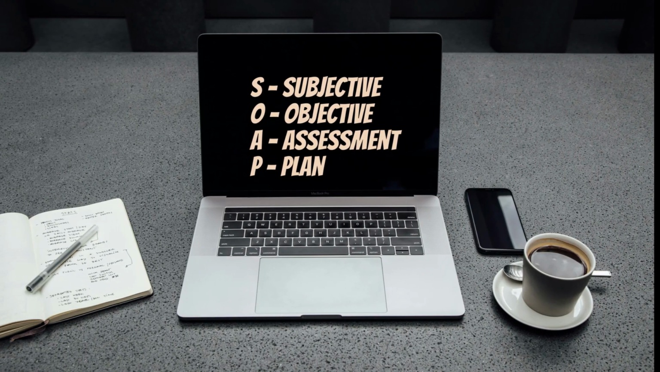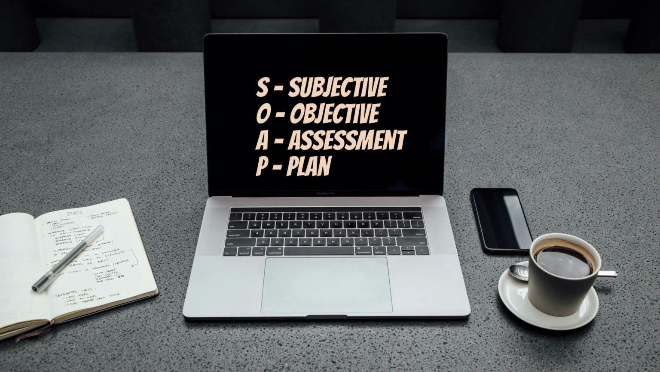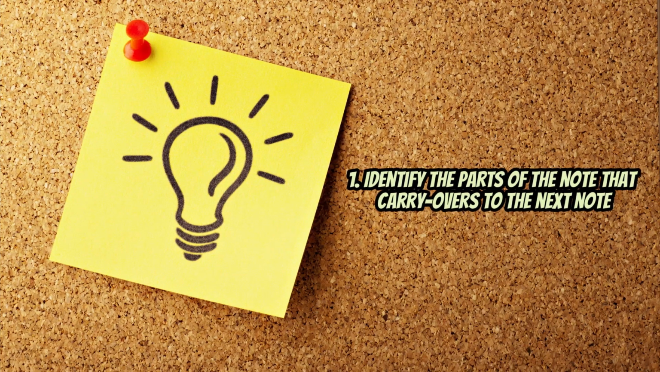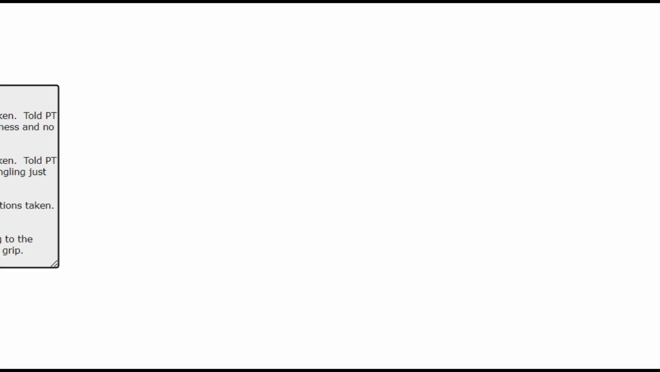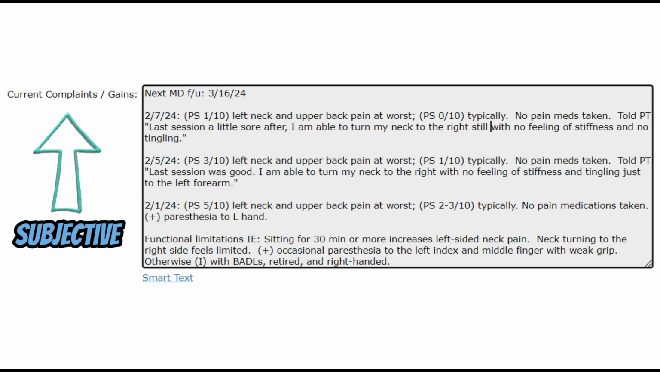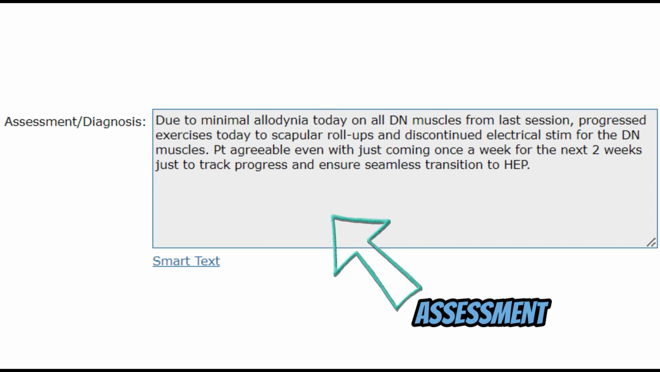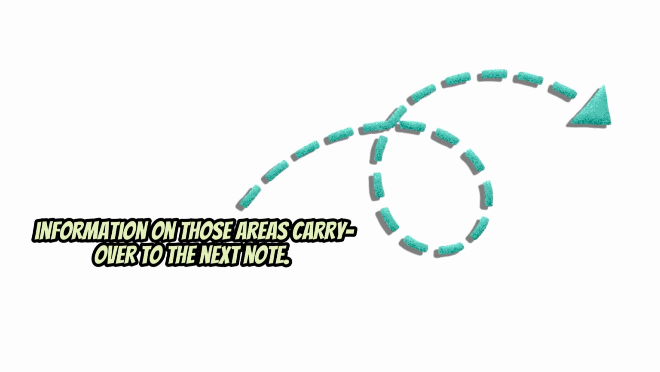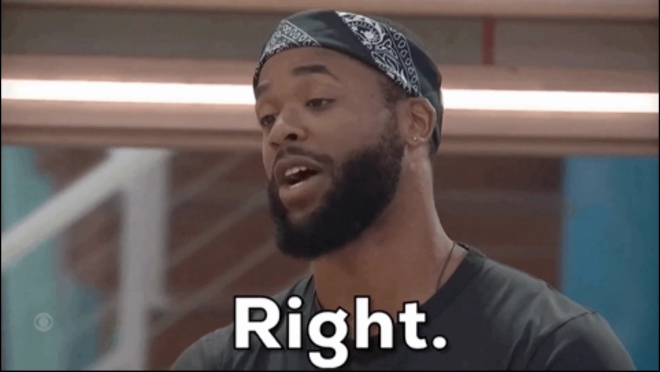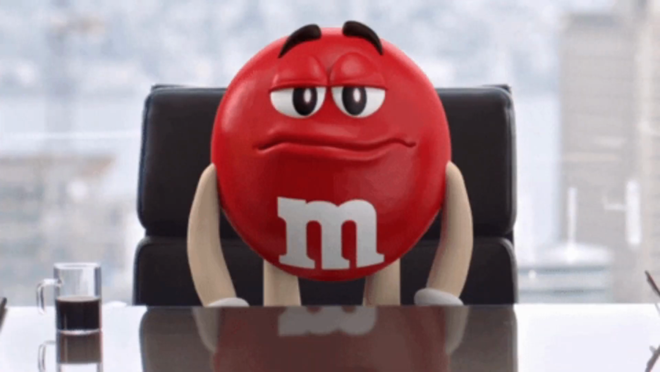The first thing to consider when writing a subjective, objective, assessment, plan note, or SOAP note that tracks is that you need to know the aspects of the SOAP note that will auto-populate to the next one. For example, if you are using an electronic documentation software, for instance WebPT, whatever you place on the subjective current complaints, objective CPT codes, assessment, plan, and precautions will all auto-populate to the next note. Because of this, you need to make sure you place all the information you want to carry over onto the next visit in those 5 areas.